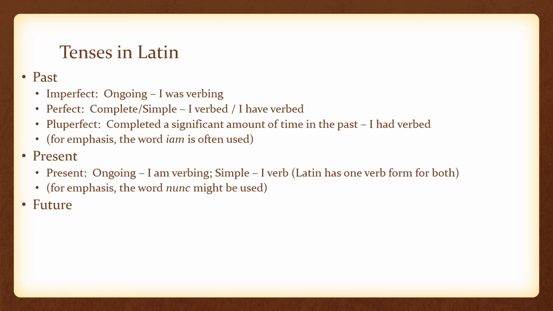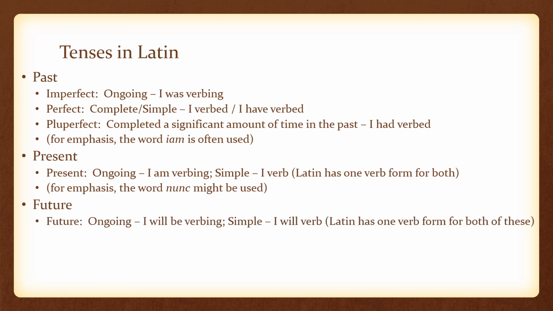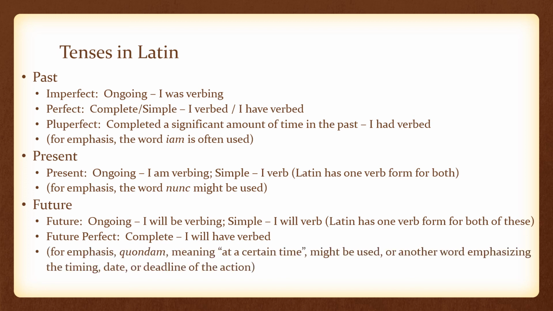There are two versions of the future tense in Latin. The future, which shows ongoing future action, I will be verbing, and simple future action, I will verb. So again, you would have to use context when you're translating from Latin into English. And then the future perfect, which is action that will be finished in the future. I will have verbed. We don't tend to use that one very often in English, but it makes more sense in Latin as its own verb form. For emphasis, you might use the word quondam, meaning at a certain time, or another word that emphasizes the date or the deadline of the action.